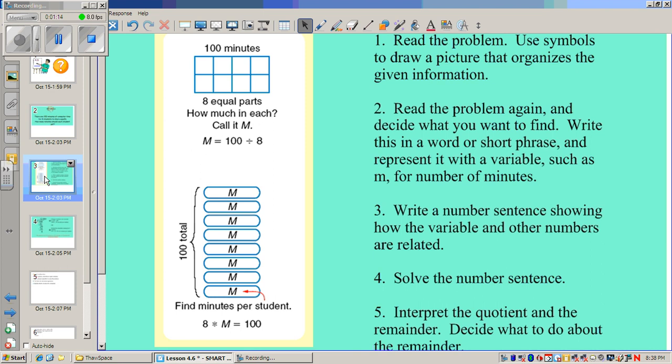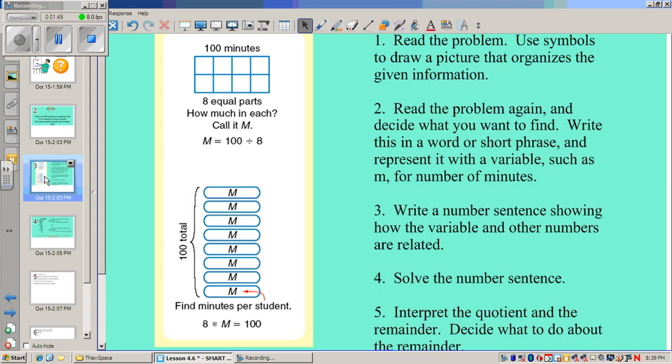So I have 100 minutes, and they chose to draw a square up here at the top, and that divided it into 8. So how much is in each? They called it M. So they said with our problem, M equals 100 divided by 8. Another example of a picture is the M's, 8 M's, and find the minutes per student, or 8 times what would equal 100.